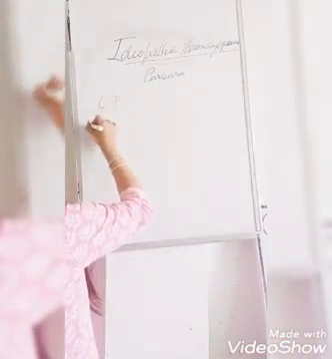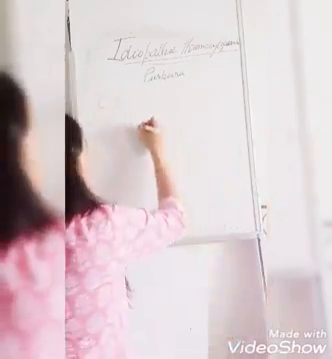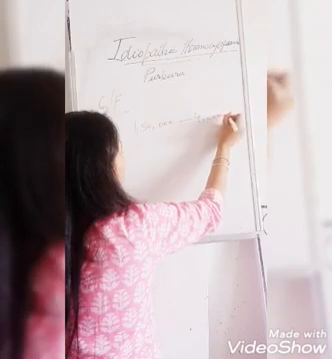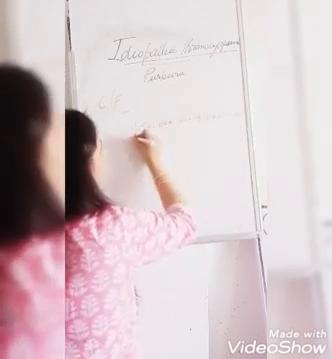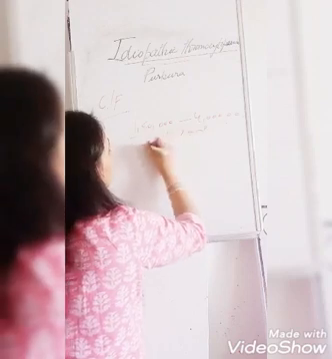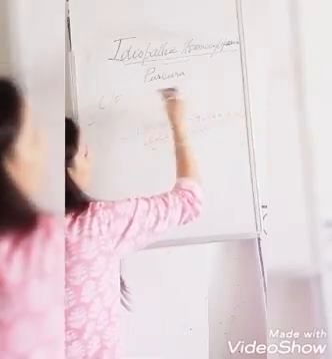Then the platelet count gets reduced. The normal platelet count is 1,50,000 to 4 lakh cells per mm cube. This is the normal range of platelets.